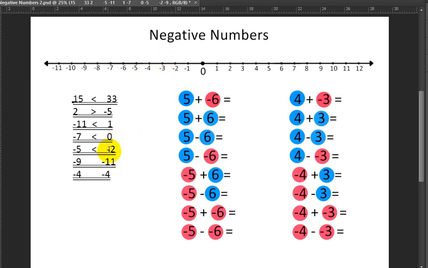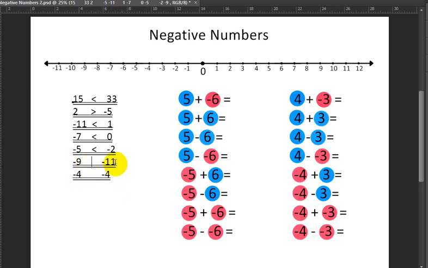So the closer the number is to 0, the greater it is, right? If we have minus a million, let's say, that's a very small number compared to minus 2, for example, which is much closer to 0. When I say small, I mean less. It's less.